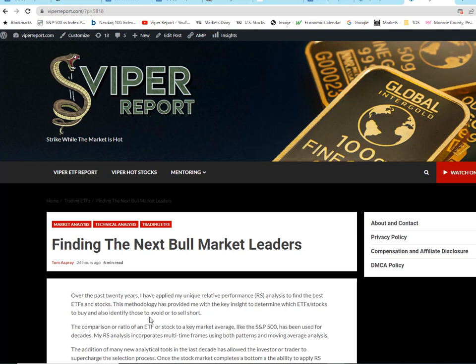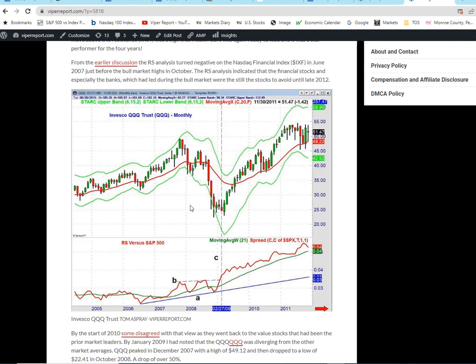Focusing on what I call the market leaders gives you an edge, as they'll often rise faster than the S&P and decline less when there are market corrections. This is the monthly chart looking at the QQQ and the relative performance analysis. So this red line here is a ratio of the QQQ price to the S&P 500 price.